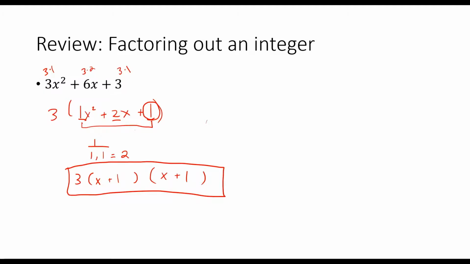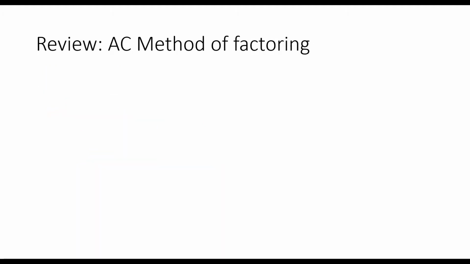Alright, now let's say you can't factor out an integer. That's whenever you start using the AC method of factoring. So take a look at this. We have 2, we have 3, we have negative 20. There's no number that divides 2 and 3. So therefore, the AC method is what's going to work for this problem.